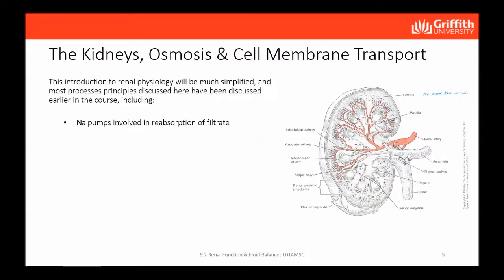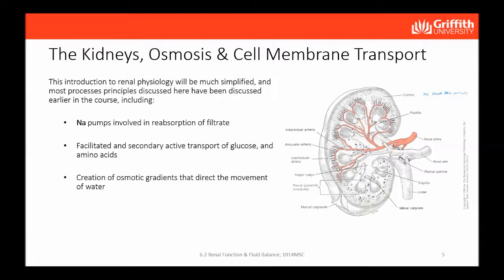Introduction to renal physiology will be heavily simplified, and most of the principles that are going to be discussed in this topic have been previously studied in this course in Module 2, such as the sodium pumps, which are involved in the reabsorption of sodium from the filtrate in the kidneys. We will also discuss the facilitated and the secondary active transport mechanisms through which glucose and amino acids are reabsorbed from the filtrate, and the importance of osmotic gradients that direct the movement of water from the kidneys into the extracellular fluid.